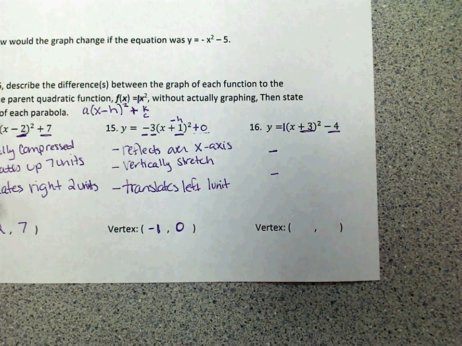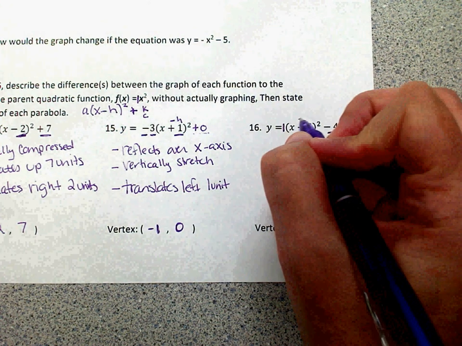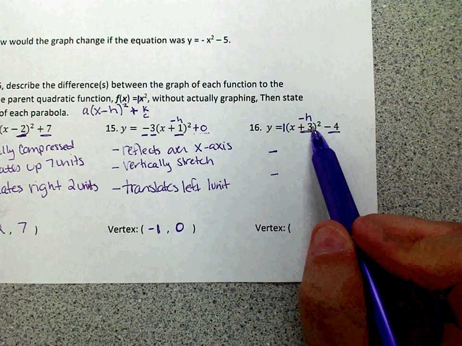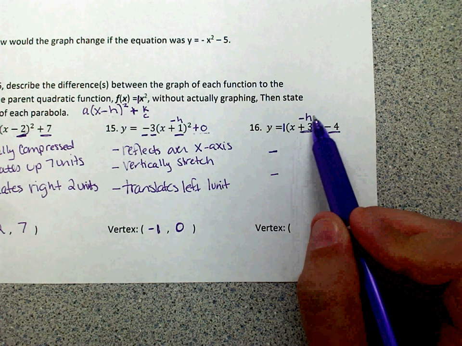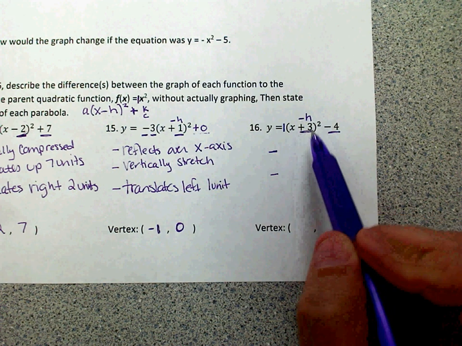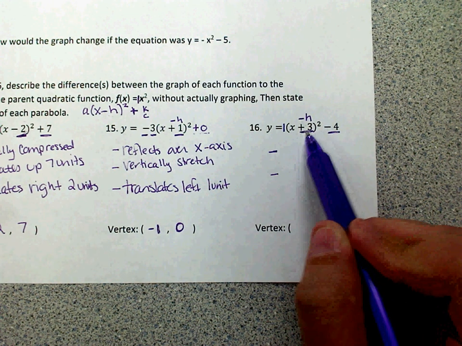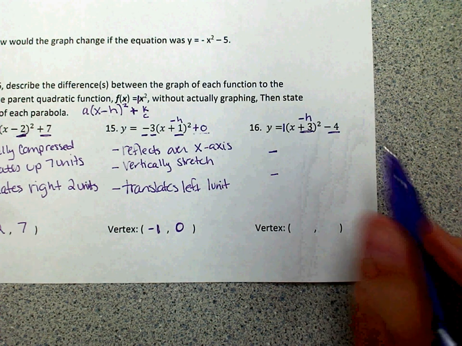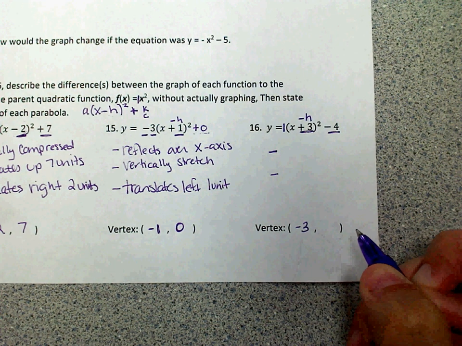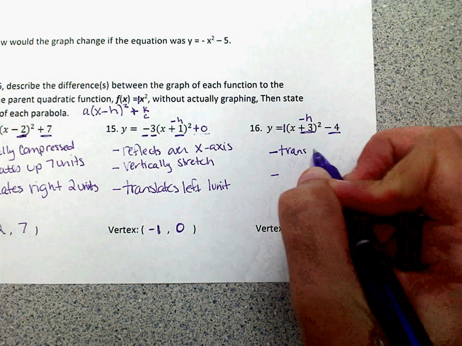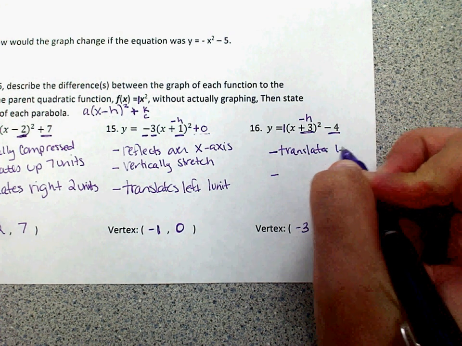All right, again, remember this is the opposite H. It's minus H. And so if this is when I put it in, H would have to be negative 3, because what I'm seeing is a positive 3. And so this is the opposite of H, so H is negative 3. Now what that tells me, again, is that it translates to the left 3 units.